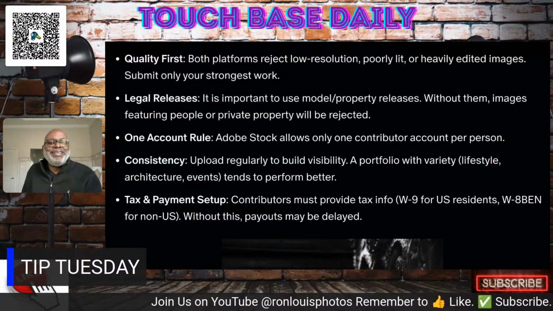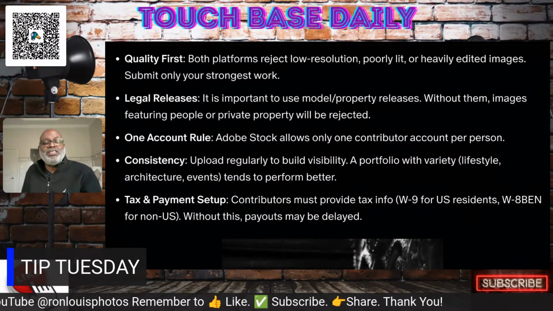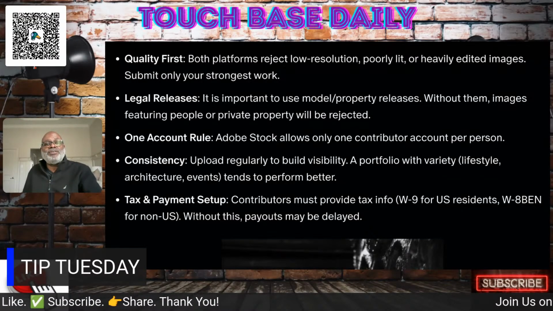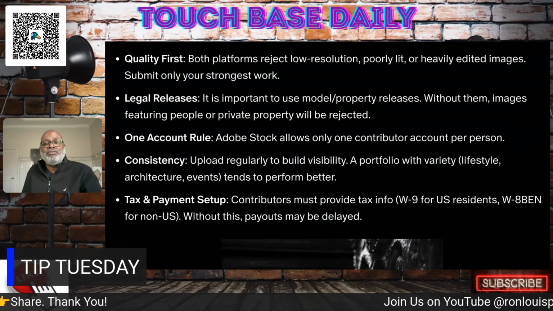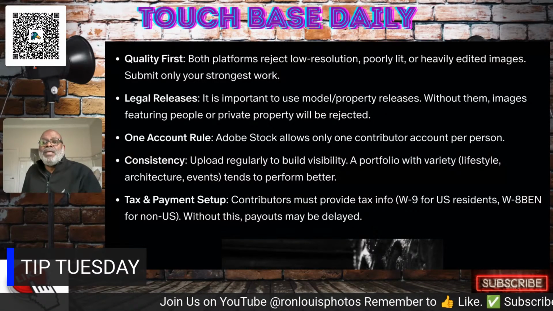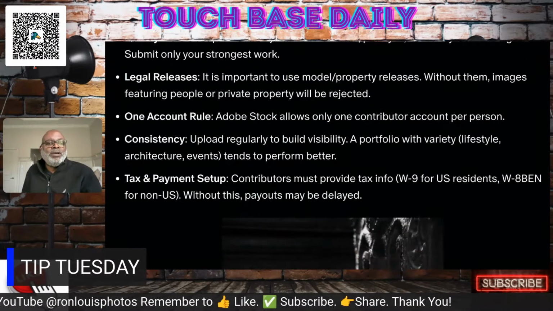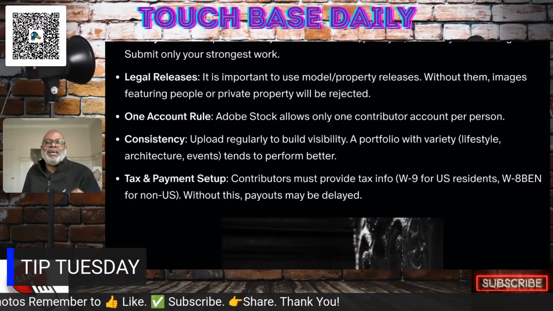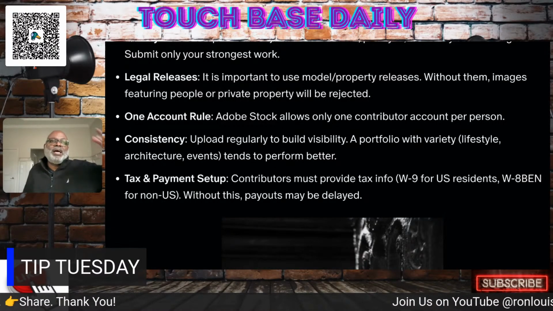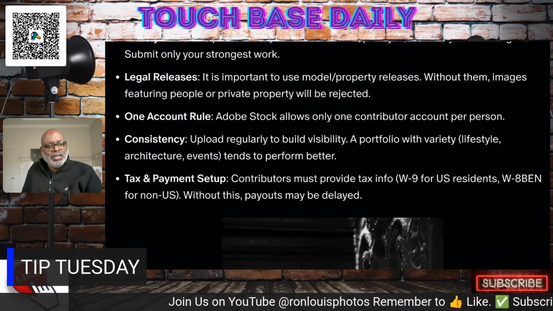So don't send black and white. Send color photos. They can change it to black and white. Legal releases. It is important to use model and property releases. We already talked about that. You can get those on apps. There are apps in the App Store for photographers for model and property release forms, and you can store it and save it into your data. Without them, images featuring people or private property will be rejected. One account rule. Adobe Stock allows only one contributor account per person. So you can't say, I'm going to go in as Ron Lewis Photos and then Ron Lewis Foster, blah, blah, blah. No, you only get one account per person.